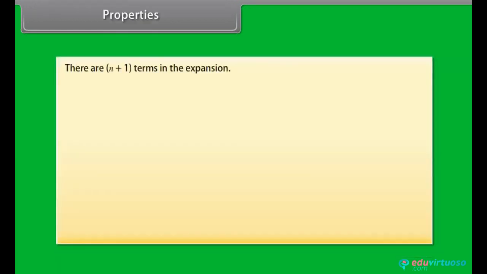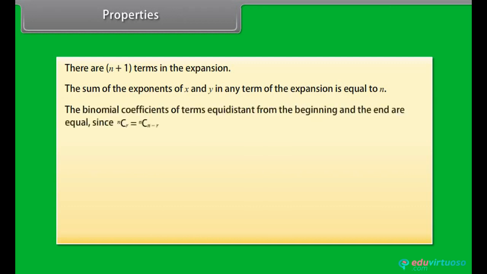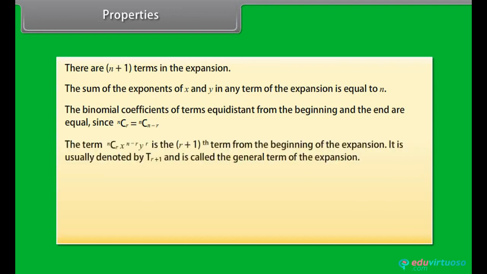Properties. There are n + 1 terms in the expansion. The sum of the exponents of x and y in any term of the expansion is equal to n. The binomial coefficients of terms equidistant from the beginning and the end are equal, since nCr is equal to nC(n−r). The term nCr into x raised to power (n−r) into y raised to power r is the (r + 1)th term from the beginning of the expansion.